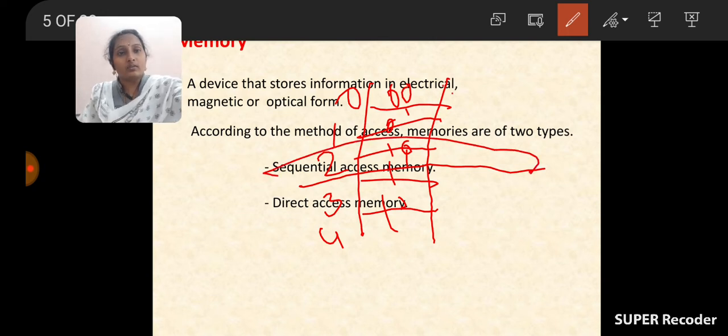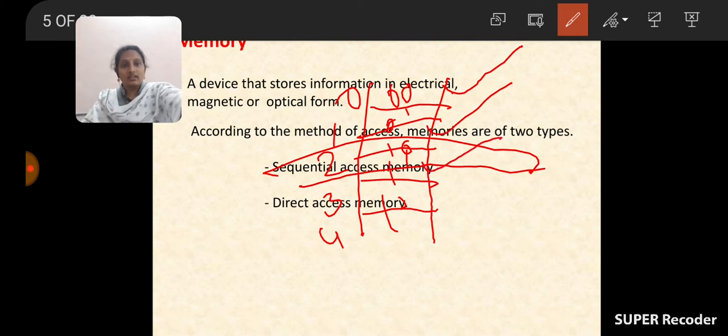First I would like to retrieve the 0 and 1, then only I retrieve the data from the second register. In order, only then we retrieve the content; that is called sequential access memory. Is it clear? And coming to direct access memory, if I would like to retrieve the contents from the third memory directly without touching the 0, 1, 2 registers, if I am able to retrieve the contents from the third memory, then that is called what?